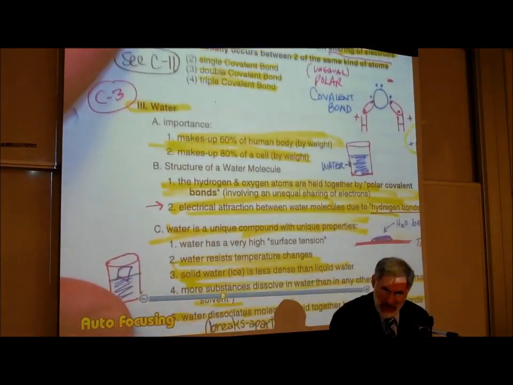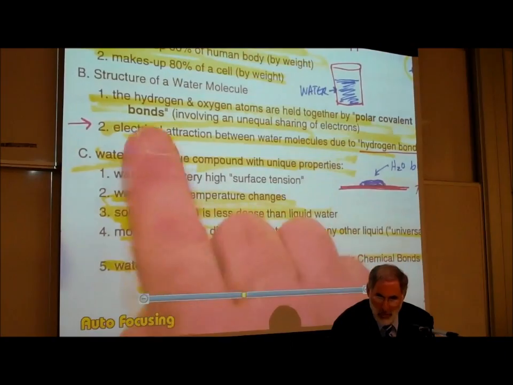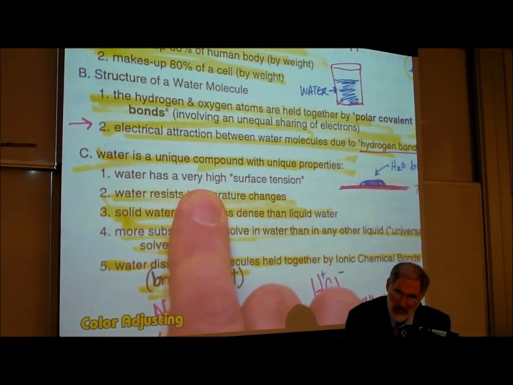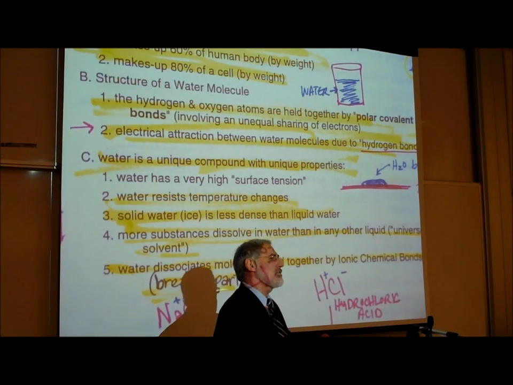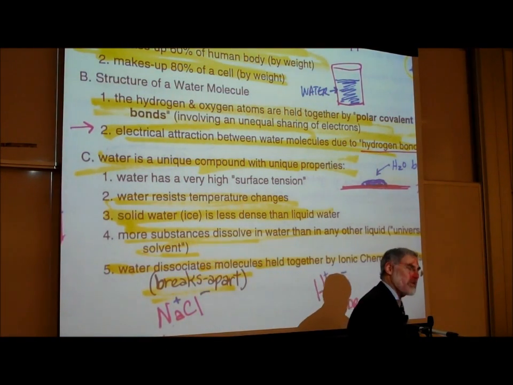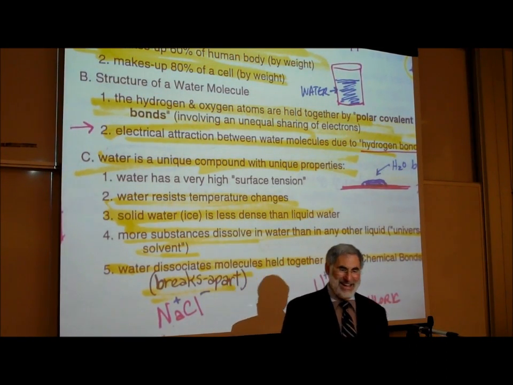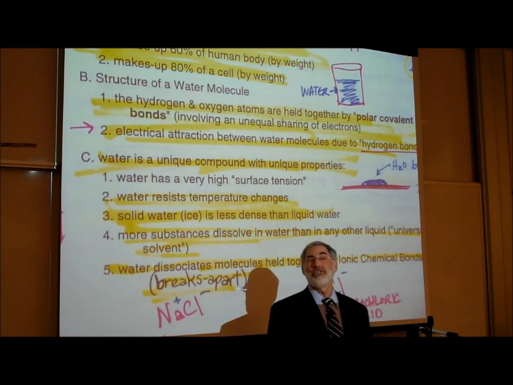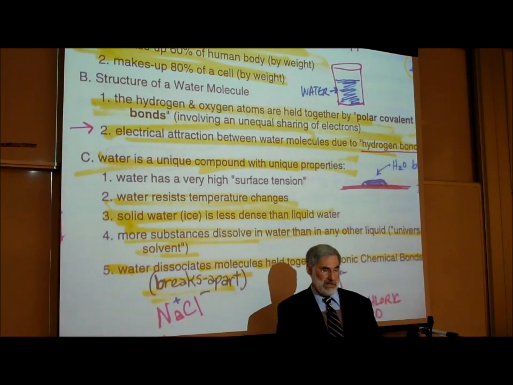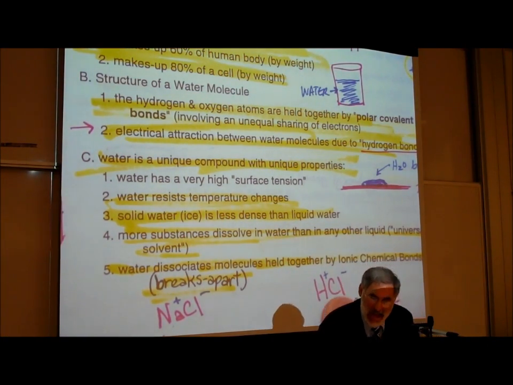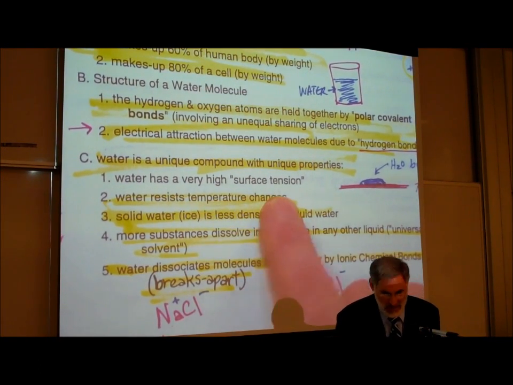And that's what we wrote, letter C, right here. Water is a unique compound with unique properties. There is really almost no other substance that has the unique properties of water for the reasons that I've explained. And let's mention some of the unique properties of water that no other liquid or any other substance has. Number one, water has a very high surface tension.